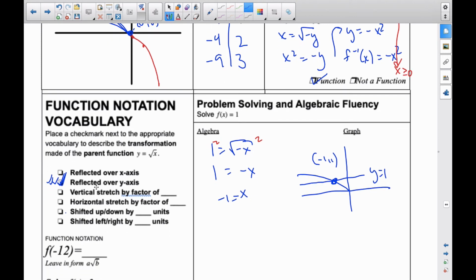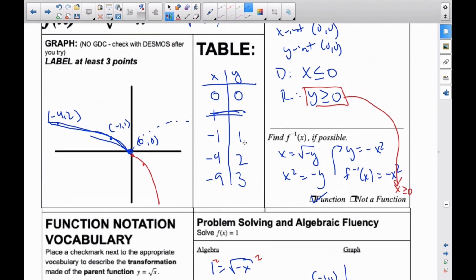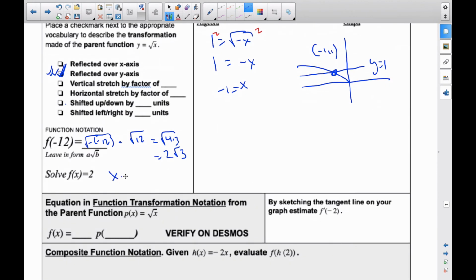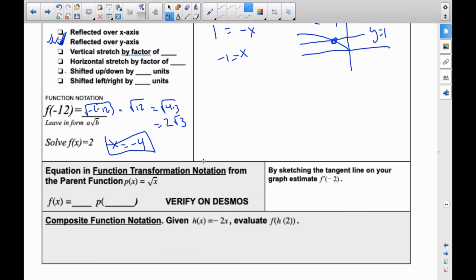So function notation, I'm going to plug this into my function, so I get the square root of negative 12, which is the square root of 12. Well, it says leave in this form. Well, that's going to be root 4 times 3, so I get 2 square root 3. And solving f of x equals 2, well, if I look here, here's my 2. That is going to give me x is equal to negative 4. Just using my table, using the clues that I have around, makes life easier.